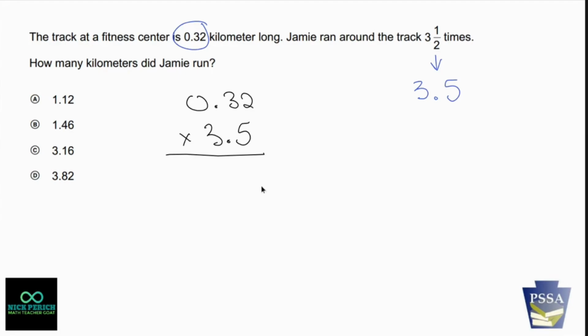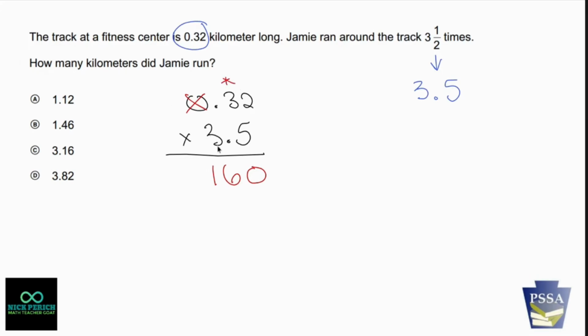5 times 2 is 10. Write out a 0, carry the 1. 5 times 3 is 15. 15 plus 1 is 16. And since that's a 0, really don't need you, I'm going to write out 16. All right? Let's get rid of the 1 because I don't want to accidentally use it again.